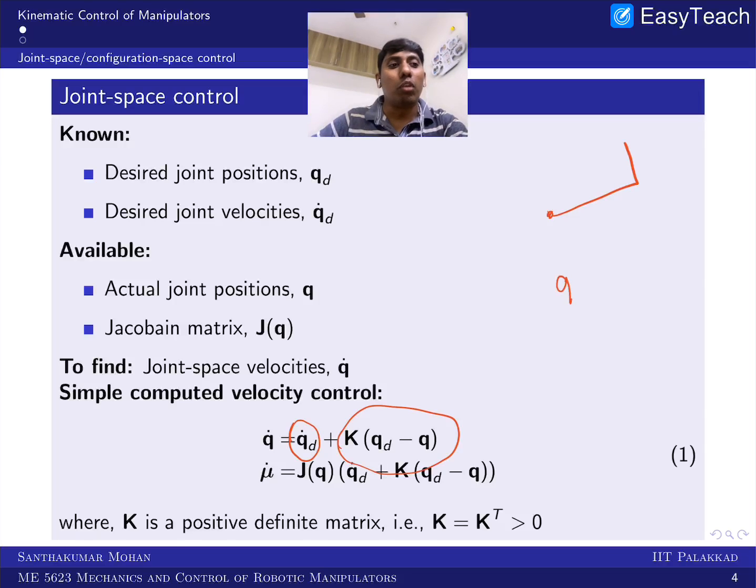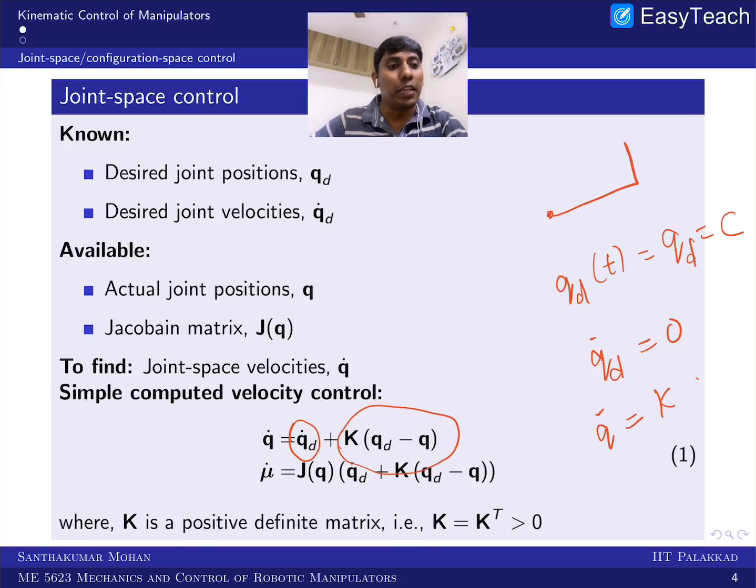Now if you are seeing only point to point, then what would happen is that Q desired of time is simply Q desired, which is constant, so Q desired dot becomes 0. Then you can see it's a simple feedback, in the sense Q dot is nothing but k into Q desired minus Q, right? So this is what you will get.